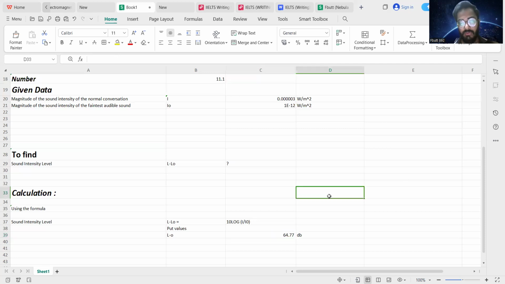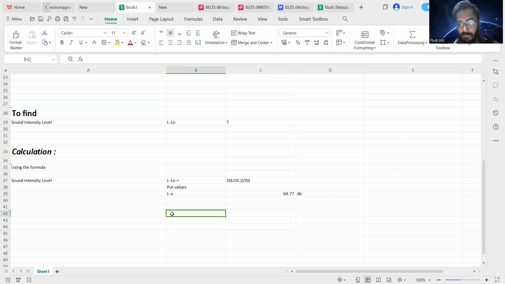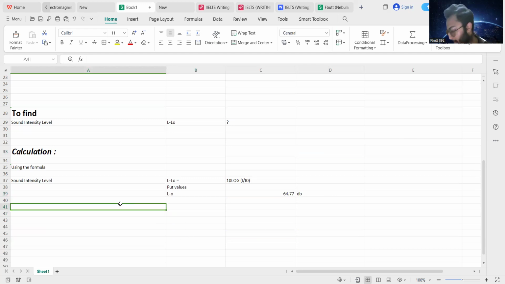Here it is, 64.77 decibels. So that is the first part of the numerical. Now what is the second part of the numerical?